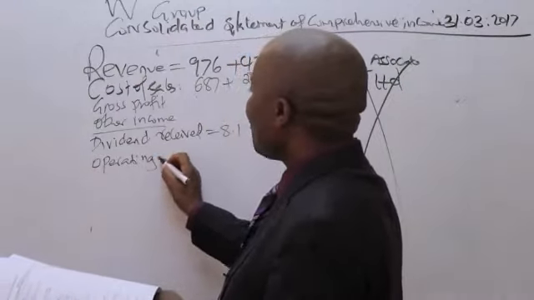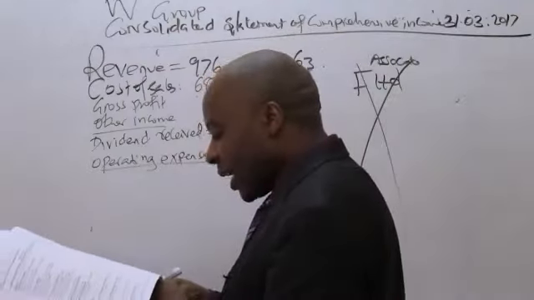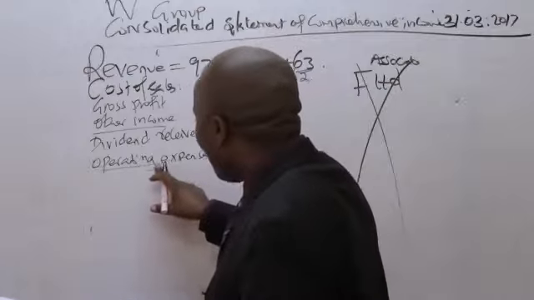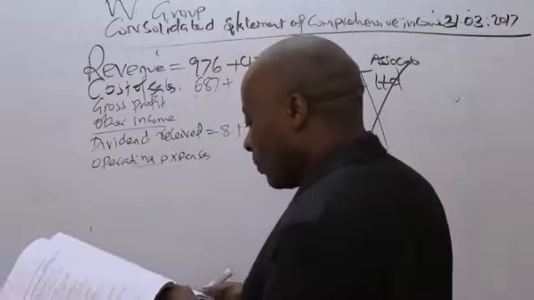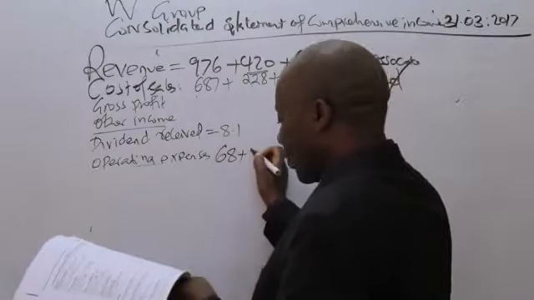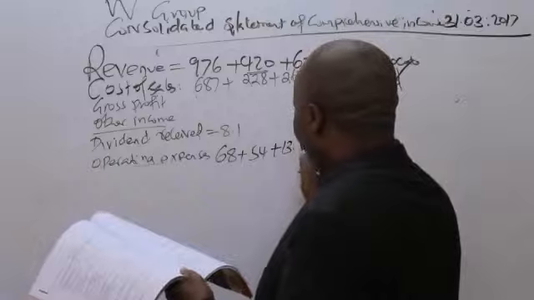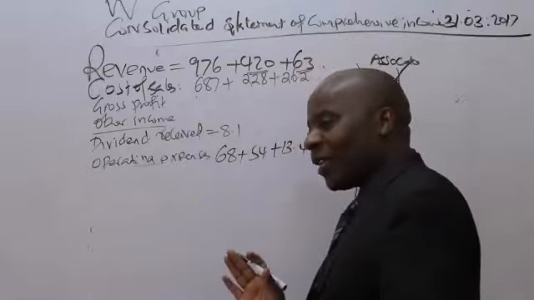Operating expenses, what do we have there? Operating expenses, just consolidate them because they've been given line by line. So we have 68 plus 54 plus 13.4. Don't take your calculator yet.